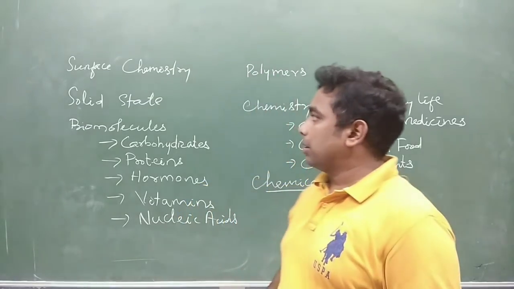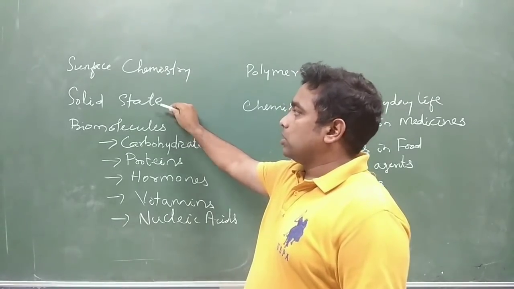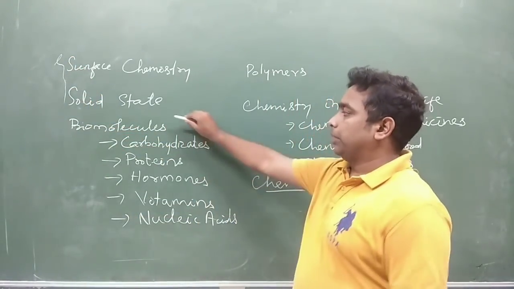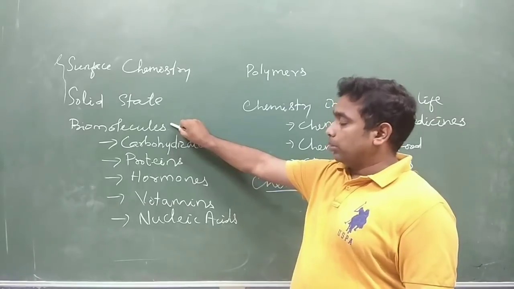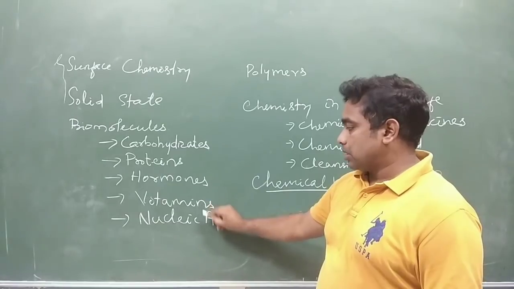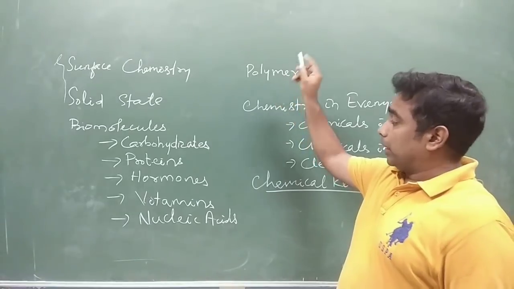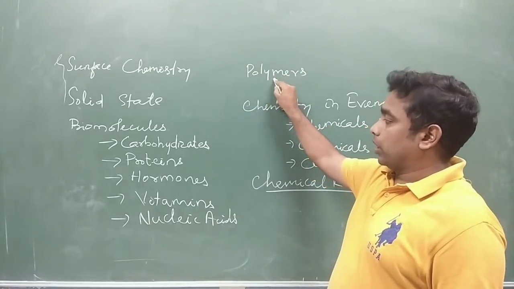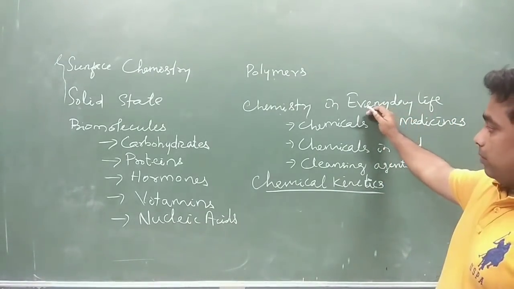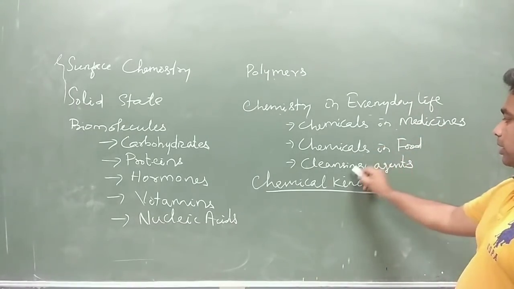Till now in chemistry we have completed surface chemistry and solid state, and these two units are of physical chemistry. And in organic chemistry we have completed biomolecules: carbohydrates, proteins, hormones, vitamins and nucleic acid. And another unit, polymer, is also organic chemistry. And in chemistry in everyday life we have completed chemicals in medicine, chemicals in food, and cleansing agents.